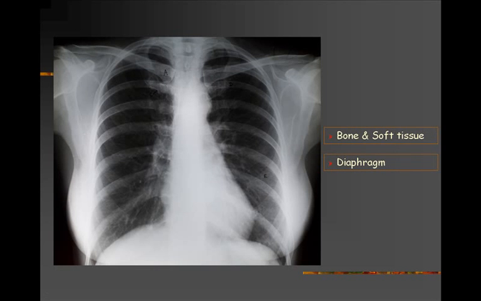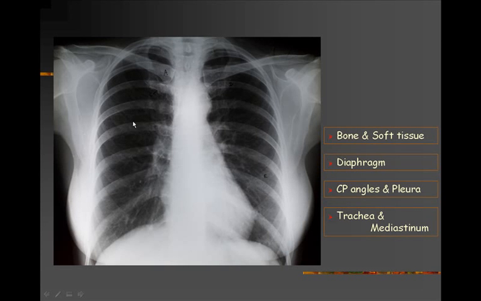One can then make a comment on the diaphragm, the position of the diaphragm, the shape of the diaphragm, the relative height and levels of the diaphragm, and the comparison between the right and left sides. One can make a comment on the costophrenic angles and the pleura, and we will see examples in subsequent parts of this module which will look at abnormalities in each of these sections.